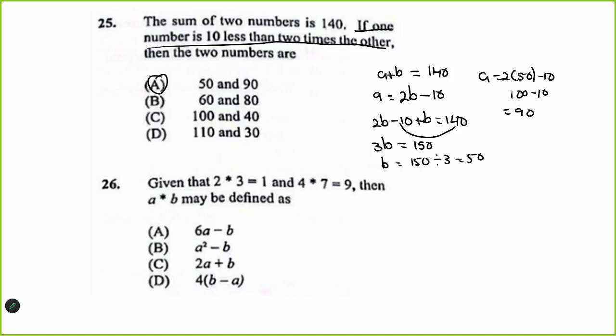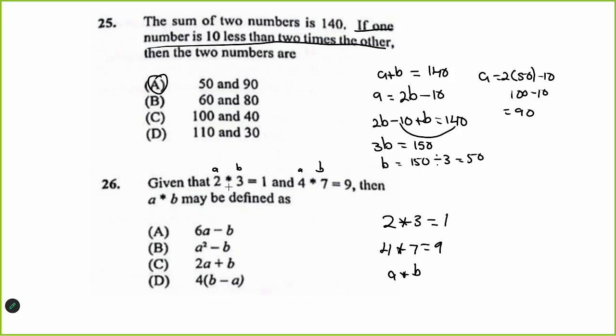Given that 2 asterisk 3 is equal to 1, and 4 asterisk 7 is equal to 9, right? So they want to know what is A asterisk B. They already gave you the answer, so we're going to substitute this and see which one is going to give you 1 and 9. Right? So A is your first digit. So this is A and this is B.